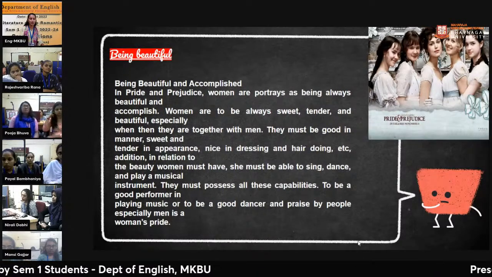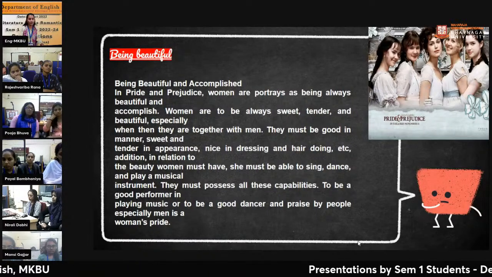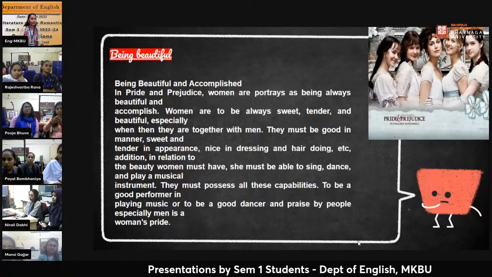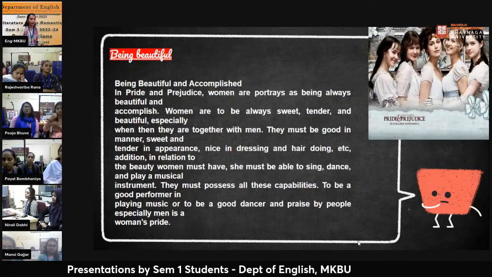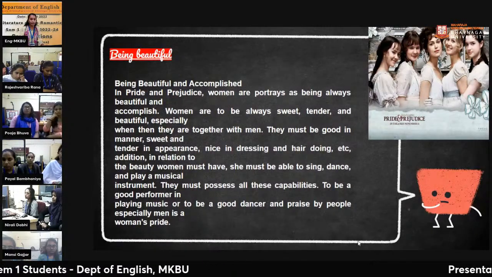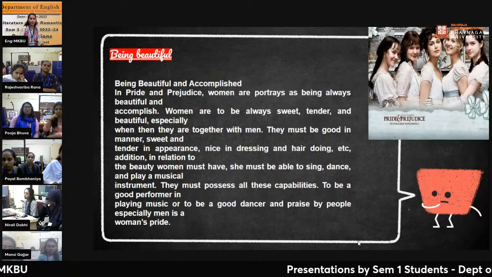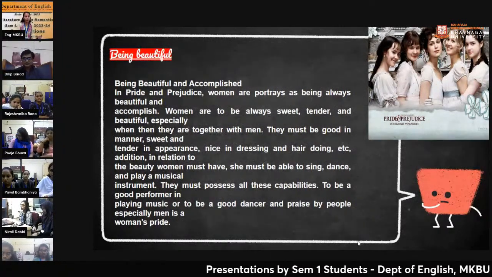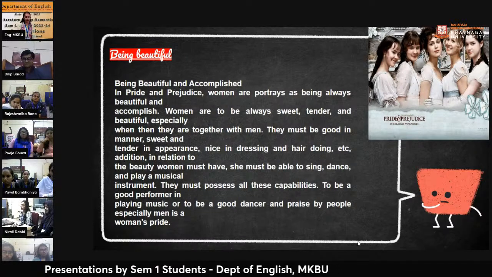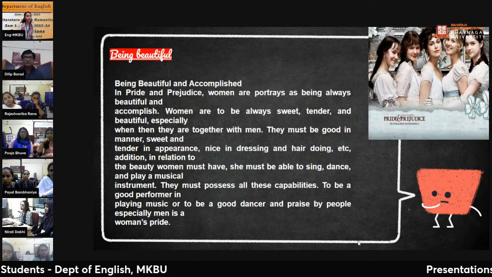They must be good in manner, sweet and tender in appearance, nice in dressing and hair-doing, etc. In addition, a beautiful woman must be able to sing, dance, and play a musical instrument. They must possess all these capabilities, to perform well in playing music and dancing, and to be praised by people, especially men. That is a woman in Pride and Prejudice.